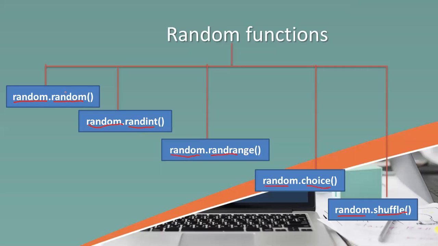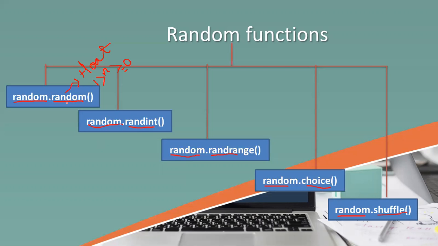First, random. This can generate any float number between 0 and 1. That is, it may be equal to 0, but it must be less than 1. So it can generate a number which will be greater than or equal to 0, but it must be less than 1, any float number.